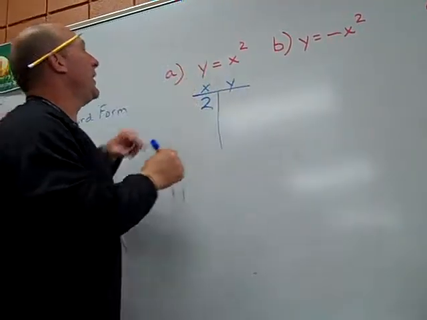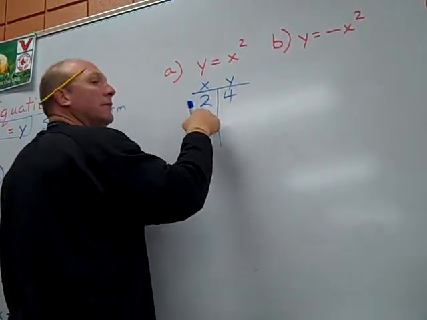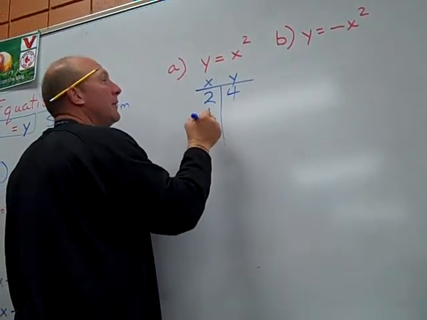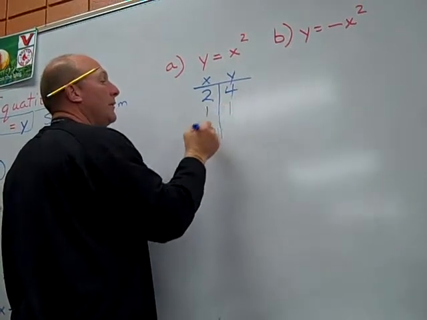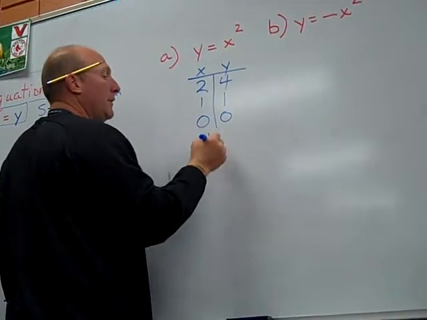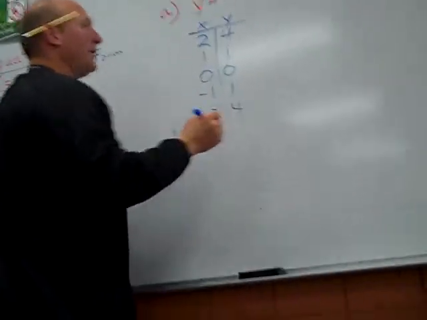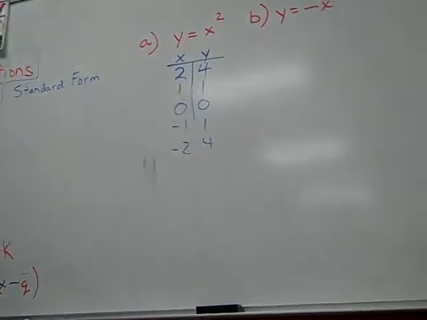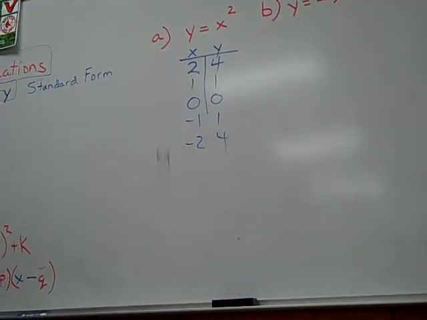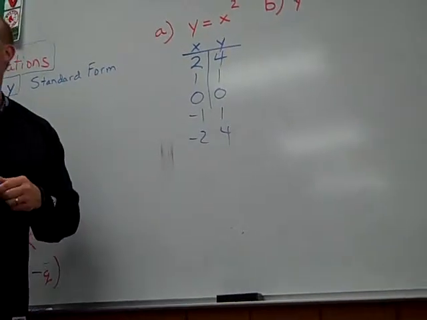So if I put 2 in, y is 4. Let's go 1. Y is 1. Let's go 0. 0. Let's go negative 1. 1. Negative 2. 4. What do you notice about a pattern developing? They're all positive. In this case, yeah, absolutely. What else?